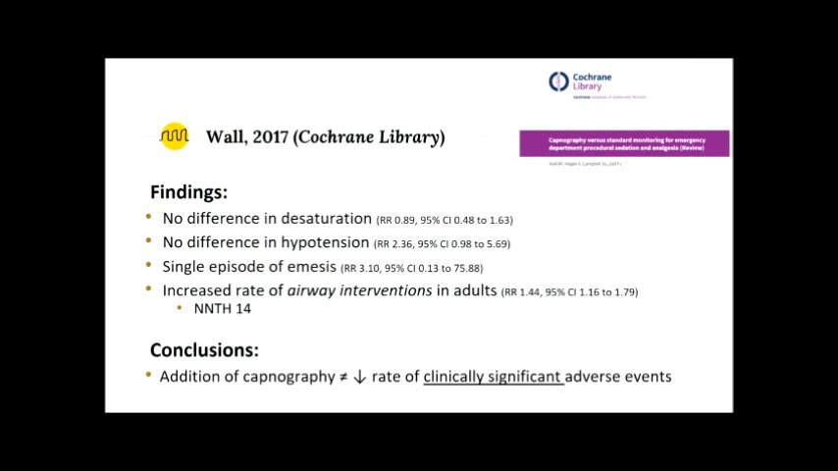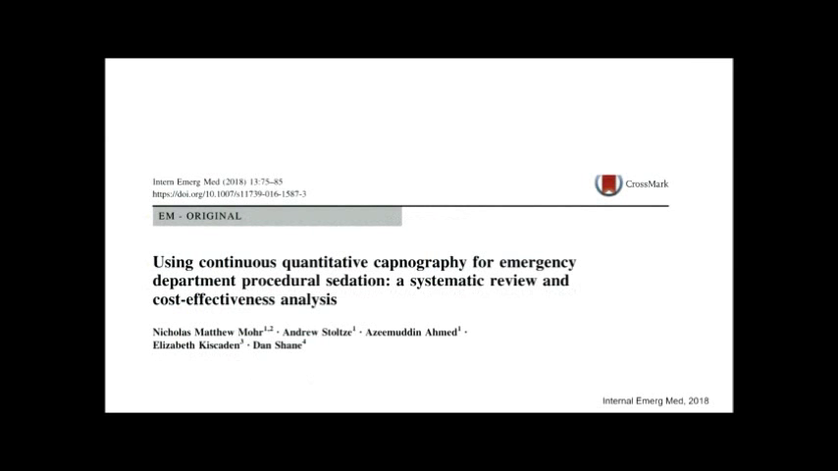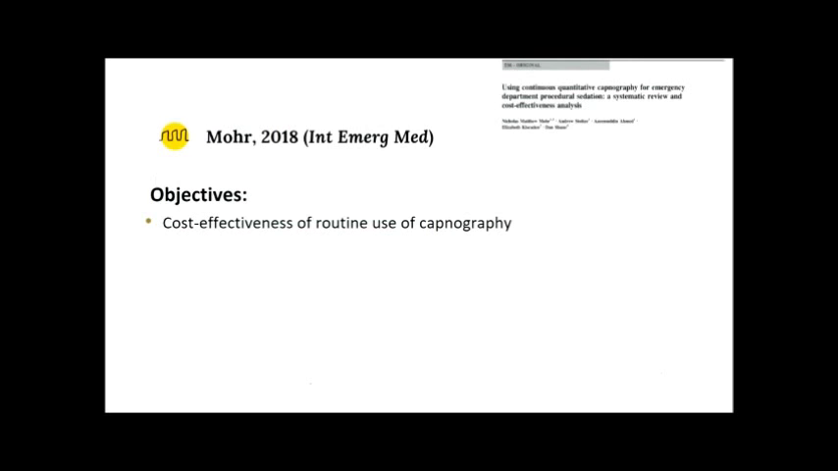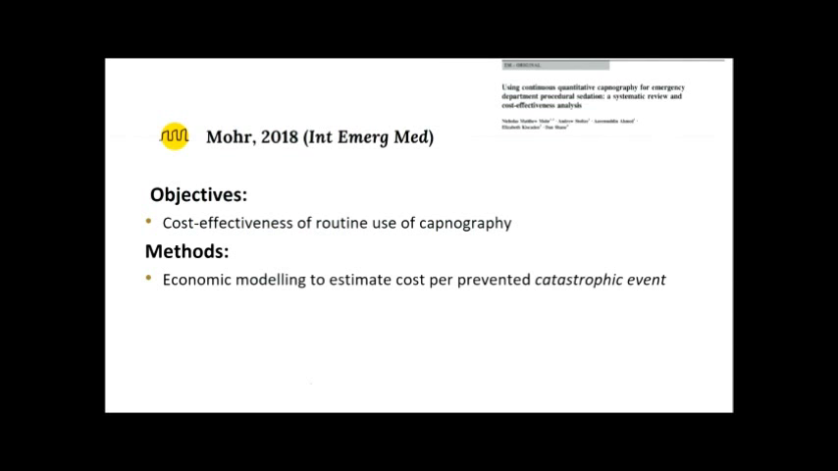Okay, so we looked at the clinical impact, but what about an economic impact? This year there was an interesting paper released that did a cost-effectiveness analysis of capnography. They wanted to see what the cost-effectiveness was if we routinely used capnography in procedural sedation. They estimated the cost per prevented catastrophic event, which they defined as hypoxic brain injury or death. I may be grilled a little on this paper afterwards, but you have to understand some assumptions with this paper that are really important.